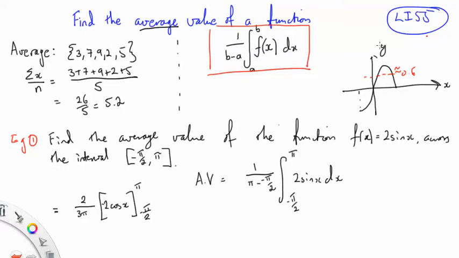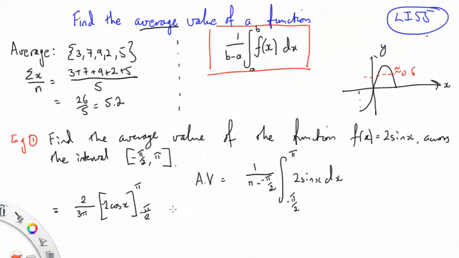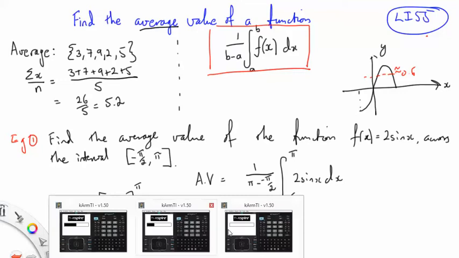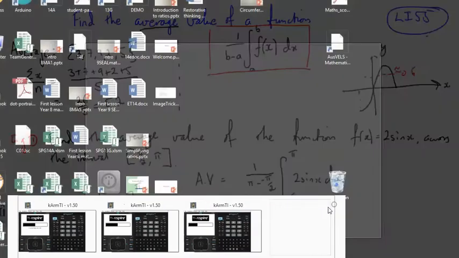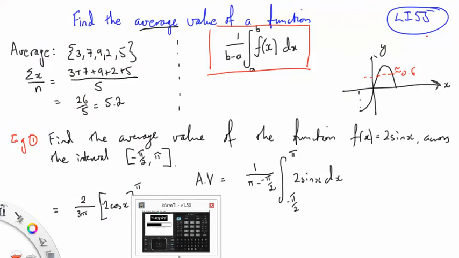Come on, CAS. It's being very iffy. Alright, let's keep going. Let's persevere. So you get 2 on 3 pi. And then you get negative 2. Oh, it's loaded several times. I don't want you 4 times, just once. Okay, now it's loading. Here we go.